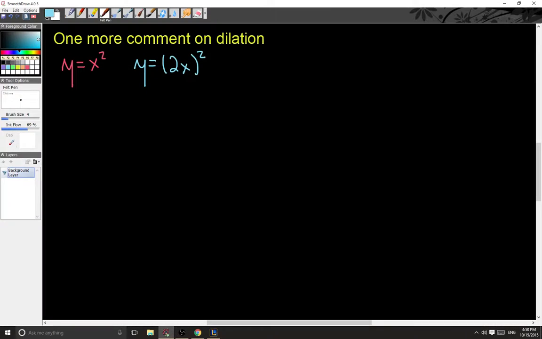So now let's look at a vertical dilation. Let's say we wanted to vertically dilate this equation by 4. So y equals, and we know we have to put the 4 on the outside, and we want to multiply the rest of our function by this 4 to vertically dilate it by 4. But notice something interesting here. This just simplifies to 4x squared.